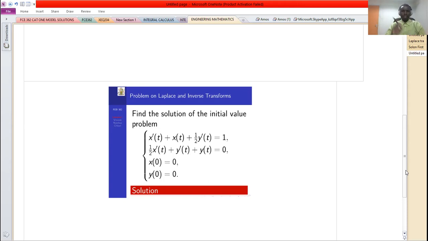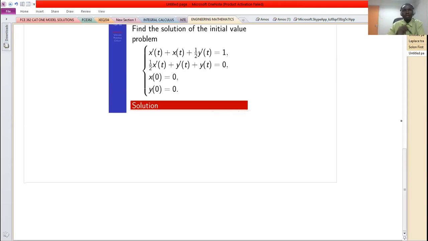So the starting point is to rewrite the derivatives and the functions in terms of the Laplace transforms, and then reconvert the Laplace transforms into the corresponding inverse Laplace transforms to get the expressions for the functions x of t and y of t. So this is how I'll start.